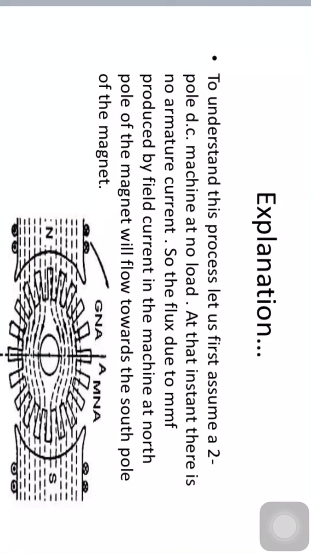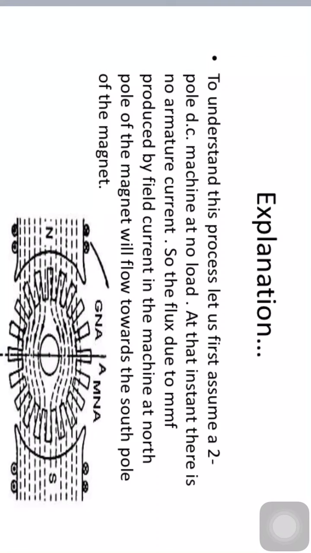This flux is distributed symmetrically with respect to the polar axis, that is the central line of the north and south poles. The magnetic neutral axis, or the plane perpendicular to the axis of the flux, coincides with the geometrical neutral axis or plane, that is GNA.